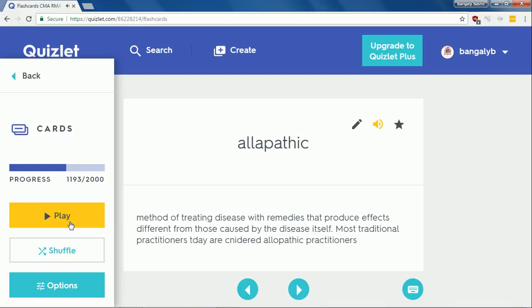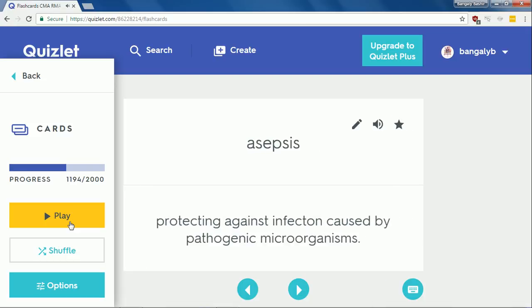Allopathic: method of treating disease with remedies that produce effects different from those caused by the disease itself. Most traditional practitioners today are considered allopathic practitioners. Asepsis: protecting against infection caused by pathogenic microorganisms.